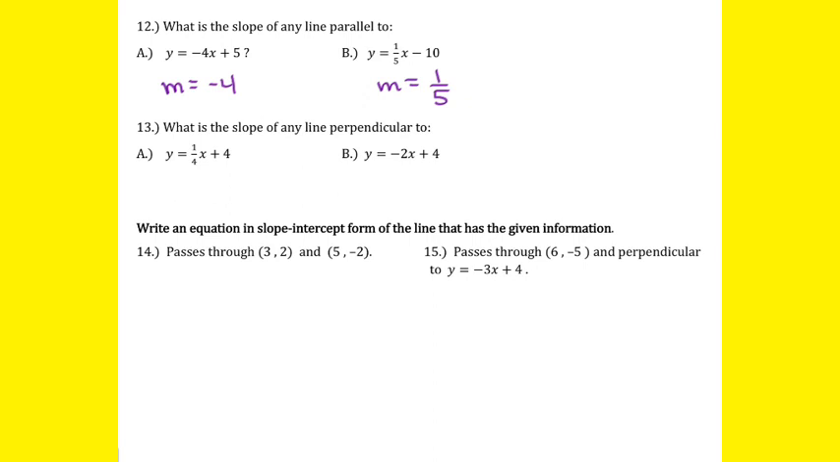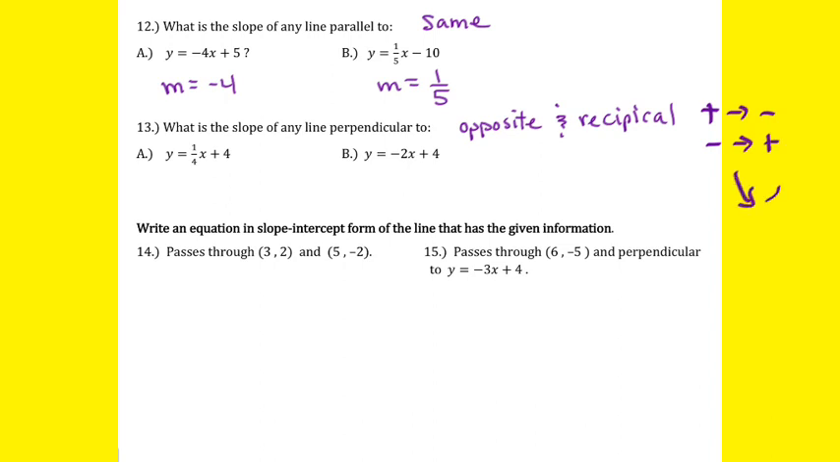On 13, we know a perpendicular slope is the opposite reciprocal. So the opposite of positive is negative, right? So I have to think, if it's positive, it's going to become negative, and if it's negative, it's going to become positive. And the reciprocal just means it's literally a reciprocal, make it into a fraction if it's not. So letter A is going to be -4, and letter B is going to be 1/2.